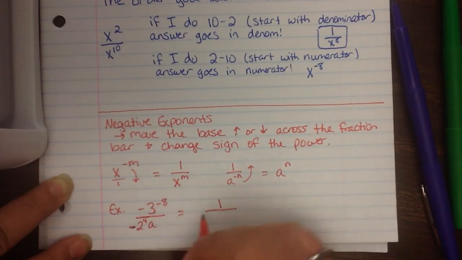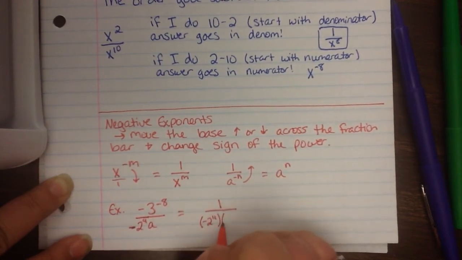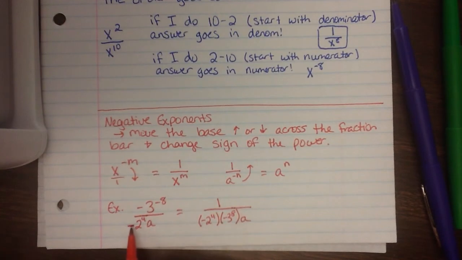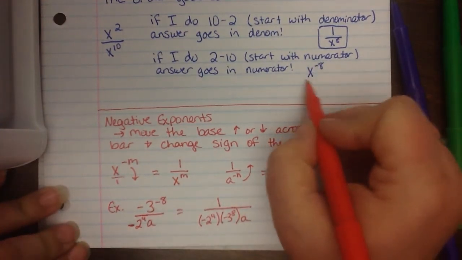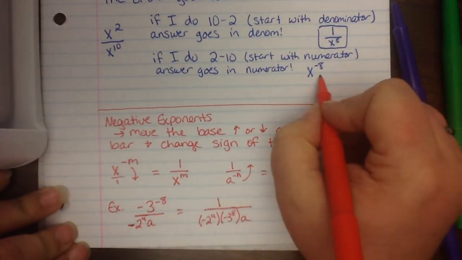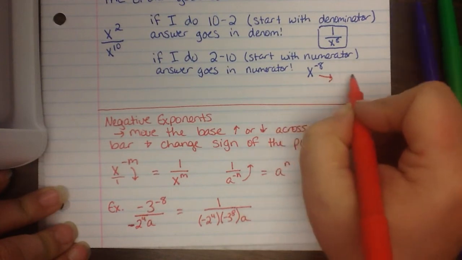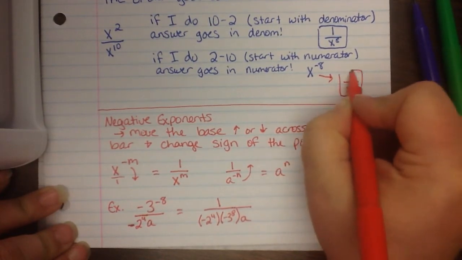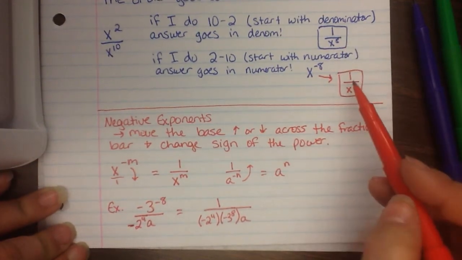And these two don't matter, so I'm going to have negative 2 to the 4th and negative 3 to the 8th, and I still have my a down here. So just because it has a negative sign outside doesn't mean it's going to move. It's only when that negative is in the exponent here. Okay, so up here we can't have negative exponents, so this actually is going to become 1 divided by x to the 8th. So then you can see that these two are the same.